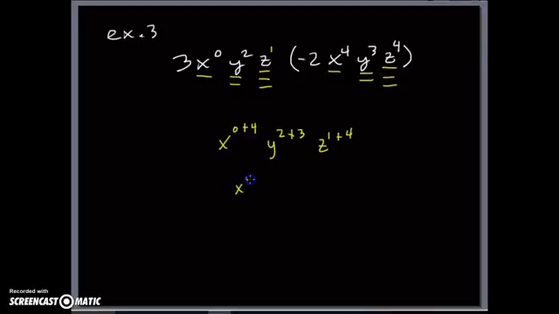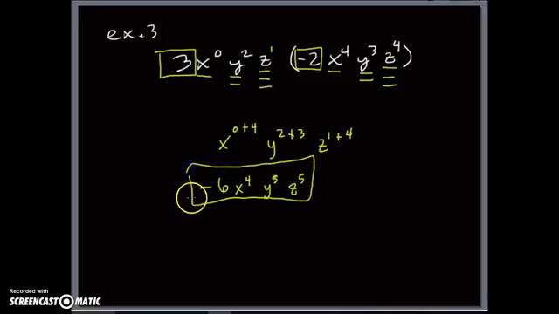So 0 plus 4 is, sorry, 4. 2 plus 3 is 5. And 1 plus 4 is 5. And our constants here, we've got a 3 multiplied to a negative 2. 3 times negative 2 is a negative 6. And this would be the final answer here. Example number 4.